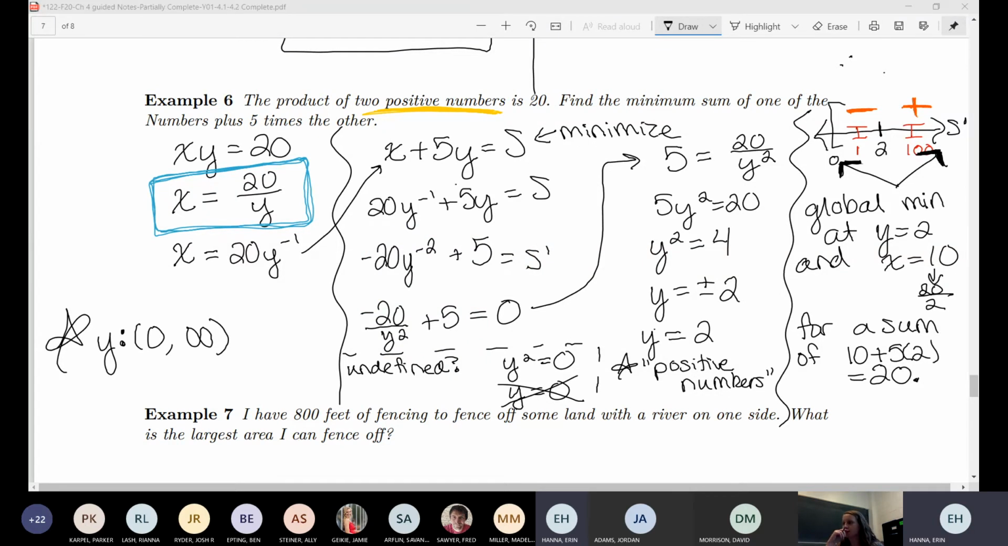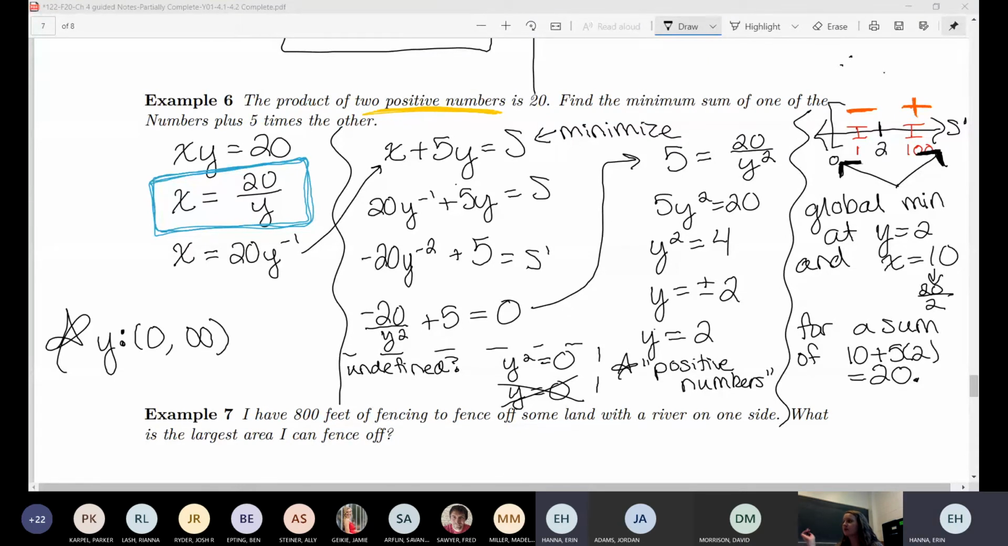Questions, concerns about that? So the main difference here is that the function that we wanted to minimize had too many variables to start, so we had to use a second equation to get rid of one of them. But after that, the process was the same as that original one that we just did before.